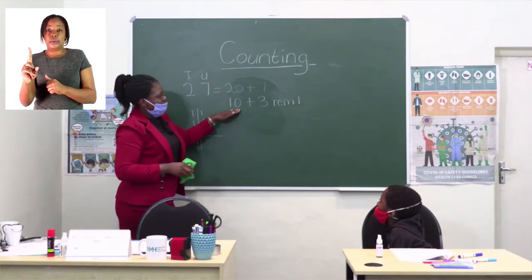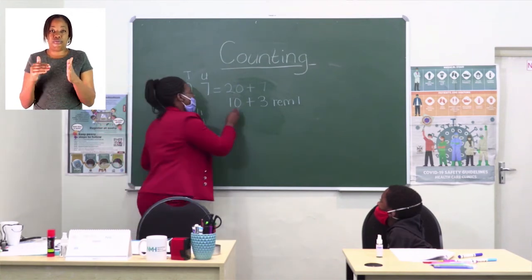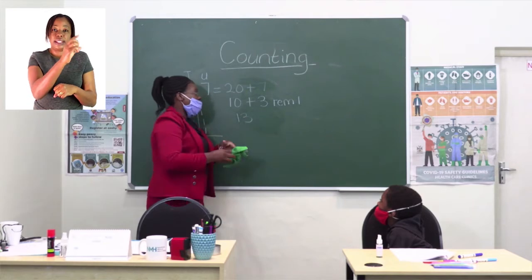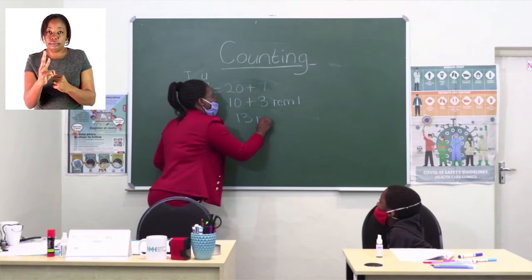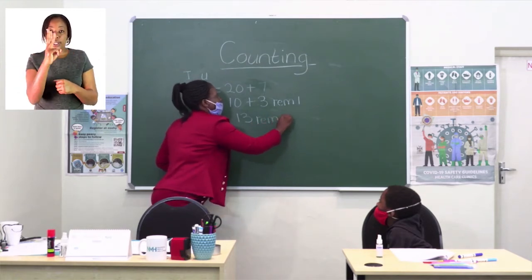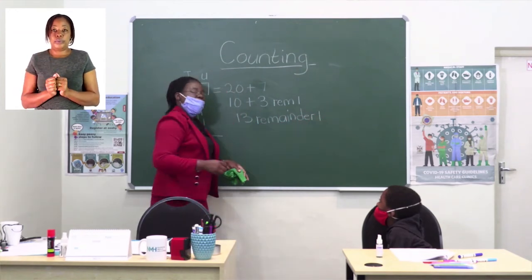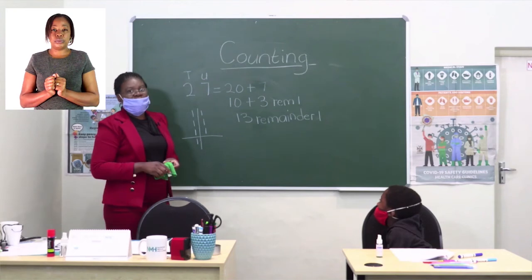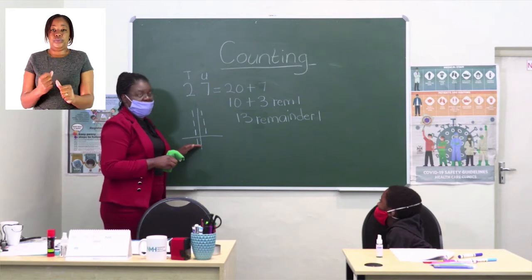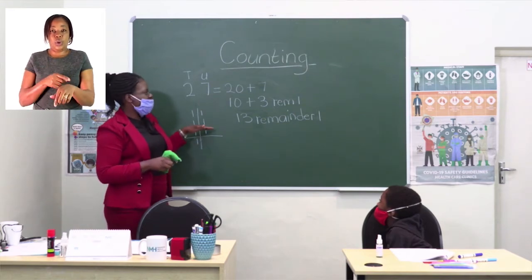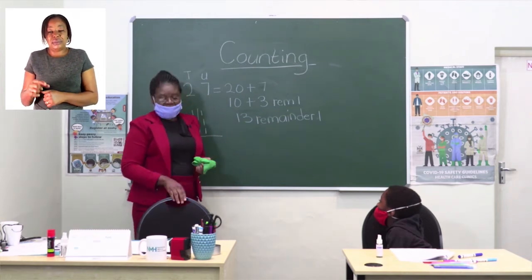So now I can end it here. 10 plus 3 is what? That is 13. Don't forget the remainder. Don't throw it away. 13 remainder 1. So that is how they get to their answer. Are we together? So I want you to do the rest in the same way. Do not forget your remainder if there is a remainder. If there is no remainder, you can end it without a remainder. Are we together? Okay, thank you.